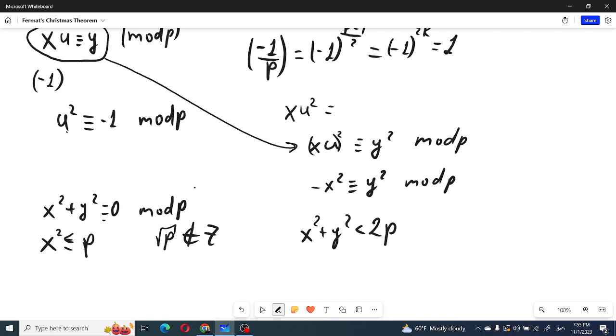But if you know that this number is divisible by p, this means that x squared plus y squared equals exactly p, because p is the only number which is a multiple of p and less than 2 times p. And so we have concluded that we managed to find two integers x and y such that x squared plus y squared equals p. So we have proved Fermat's Christmas theorem. If you want to discuss other theorems, please write in the comments.